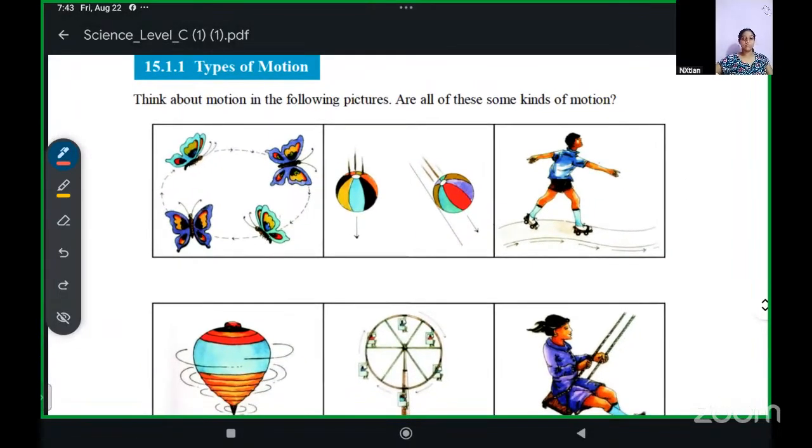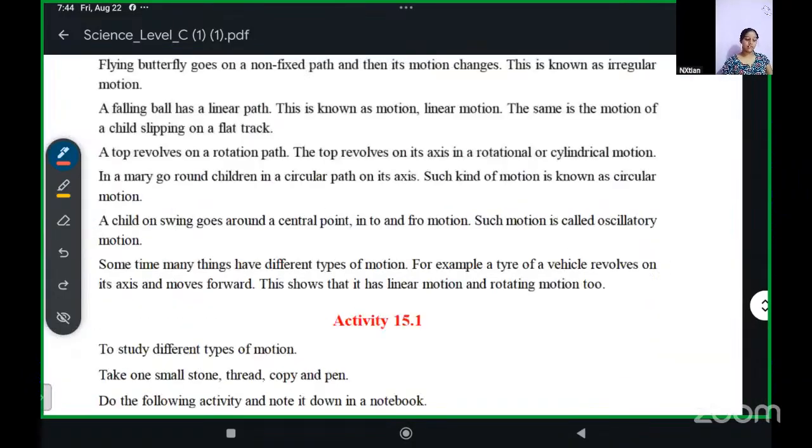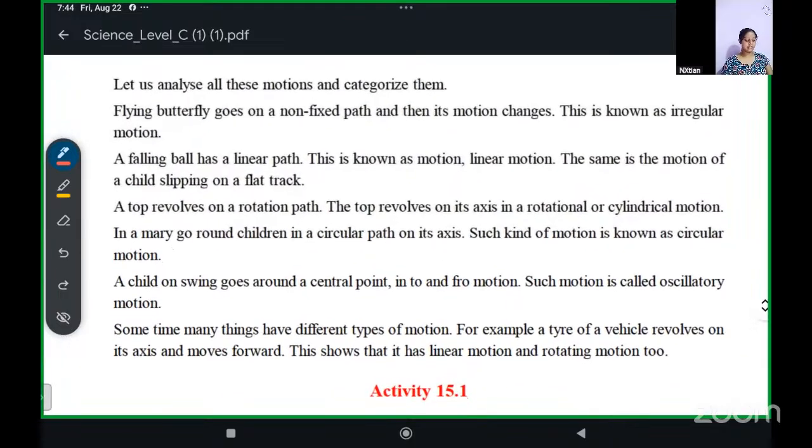Then we studied about oscillatory motion, circular motion, irregular motion, and rotational motion. Rotatory motion, circular motion, irregular motion. Then you said oscillatory motion, linear motion, and circular motion. Yes, Abraham. Yes, Emma. Okay, good.